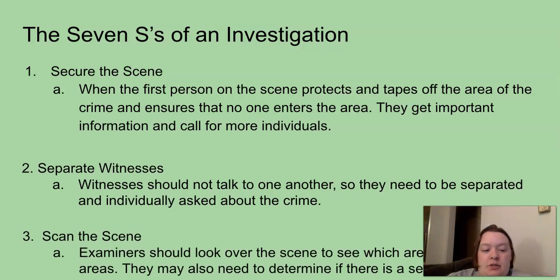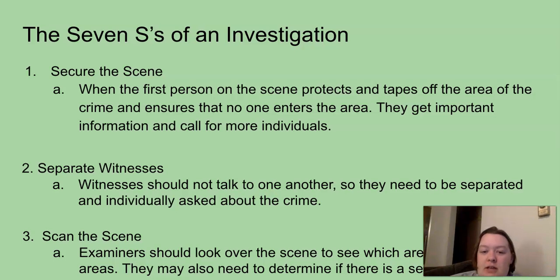The next step is to scan the scene. Examiners are going to look over the scene to see what areas may be priority. They also need to determine if there's a secondary scene. Secondary scene is where something else may have happened. So maybe I have footprints or a trail of something leading somewhere else. That is going to be a secondary scene. So scanning the scene is basically just overlooking it.